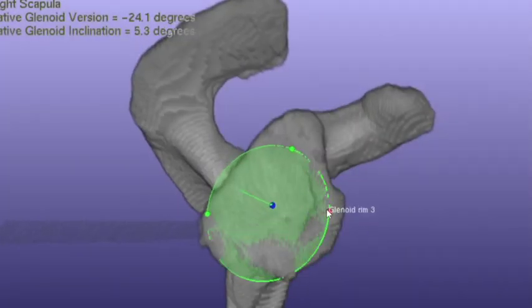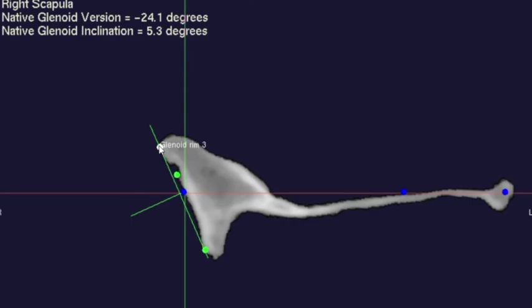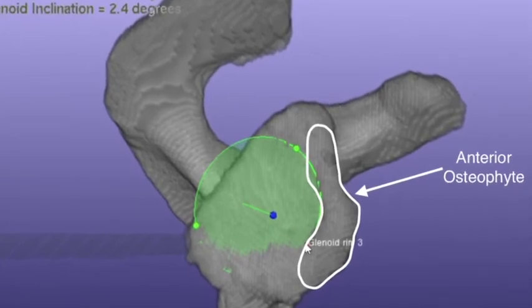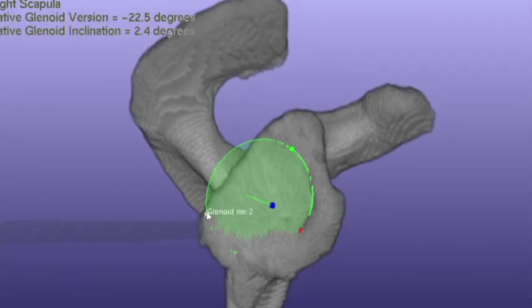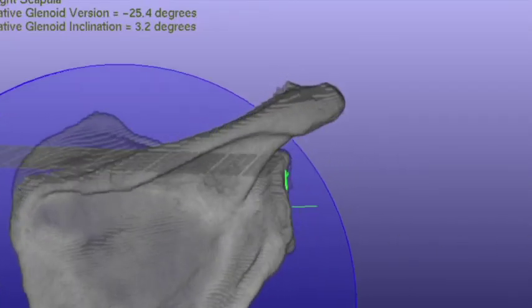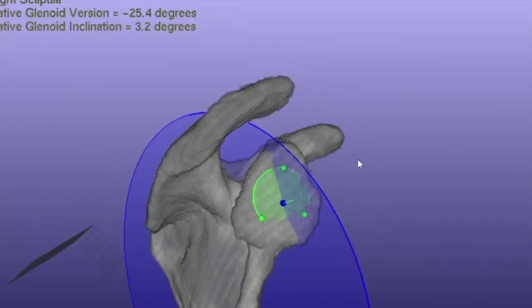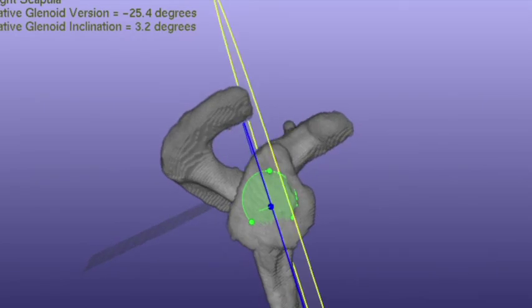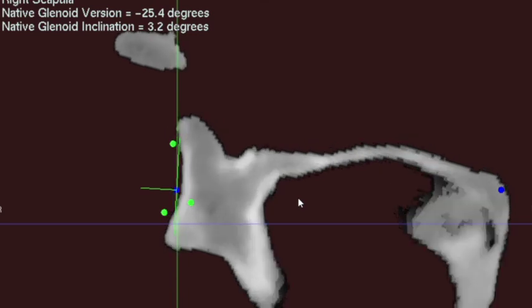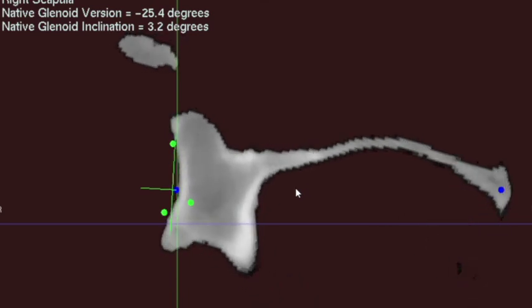At this point we define the plane of the glenoid face by using 3 points, and again it's important to exclude the osteophytes anteriorly and posteriorly, as anterior osteophytes will give a falsely increased sense of retroversion and posterior osteophytes will give a falsely decreased sense of retroversion. In this case we can see that our retroversion is 25 degrees and we have an inclination of 3 degrees. And here we cross-reference our two-dimensional imaging to ensure that the defined plane of the glenoid is accurate.